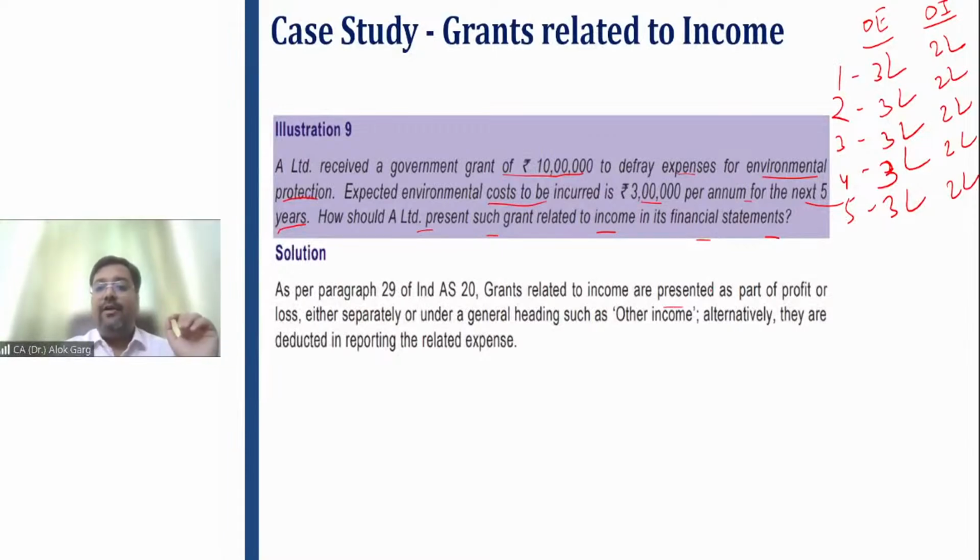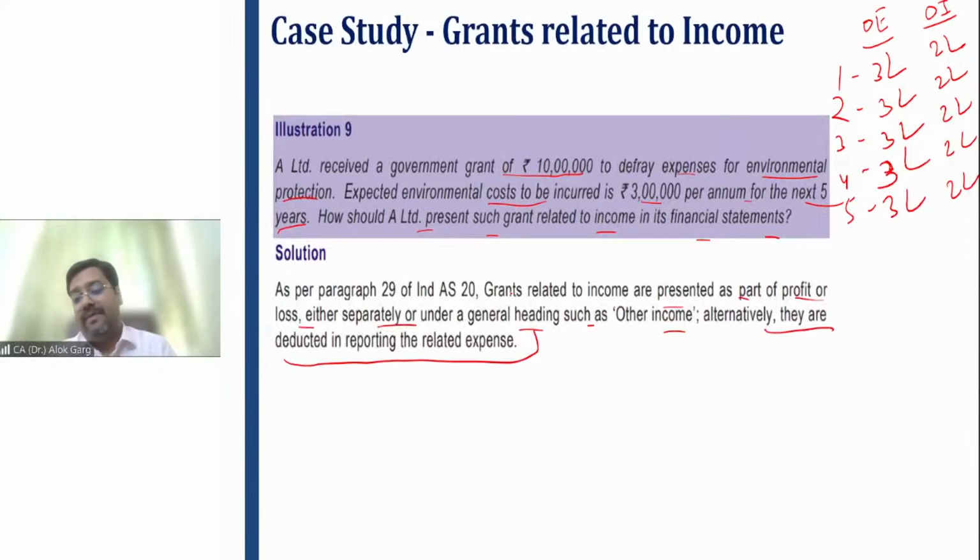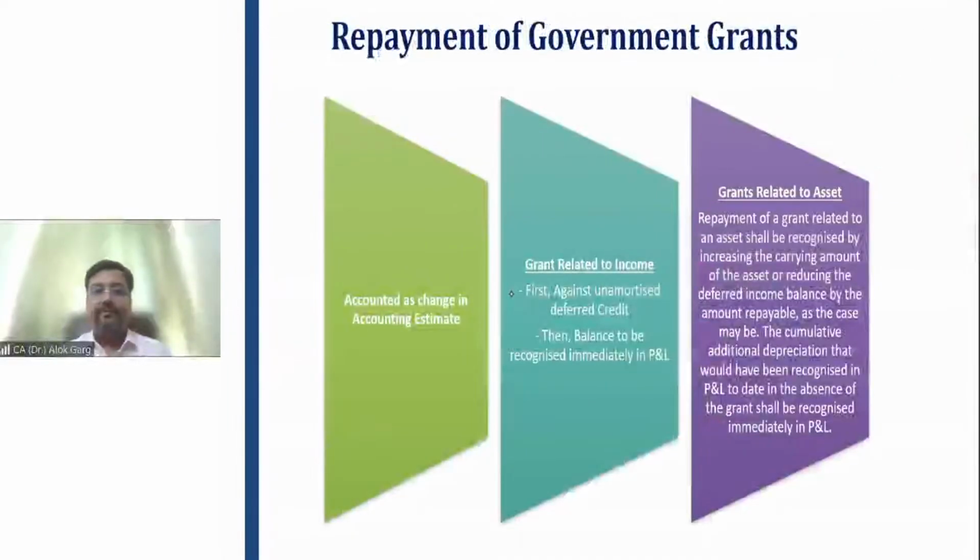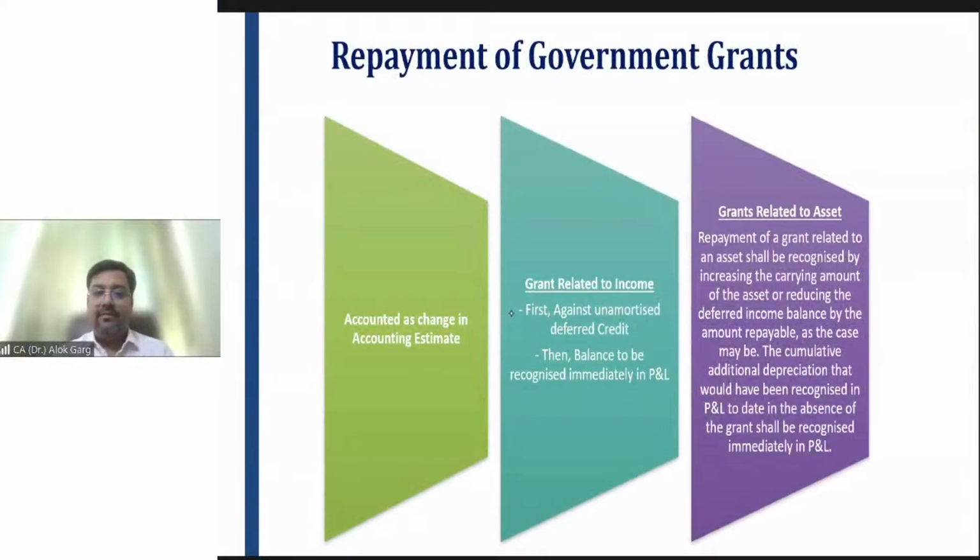So grants related to income are presented as part of P&L either separately or under a general heading such as other income. Alternatively, they are deducted in reporting the related expenses. So alternatively, 1 lakh rupees of net expense has to be shown as other expenses, or 3 lakh rupees of expenses has to be shown with 2 lakh rupees of other income. Right? Is that clear?